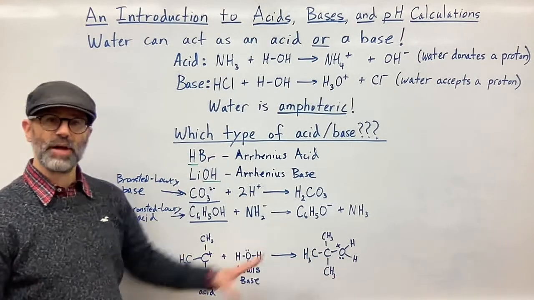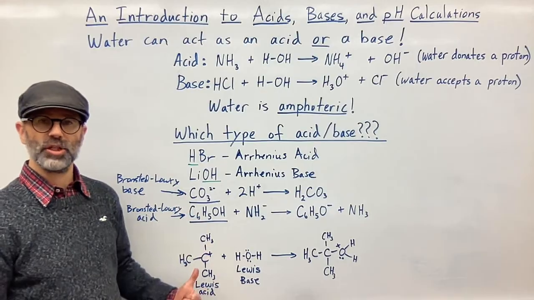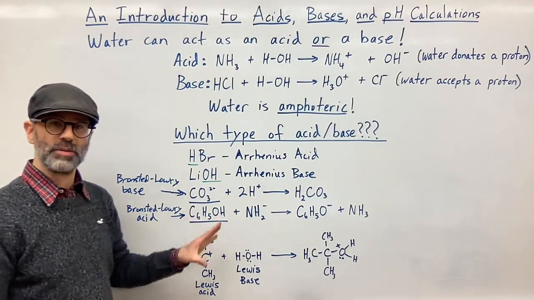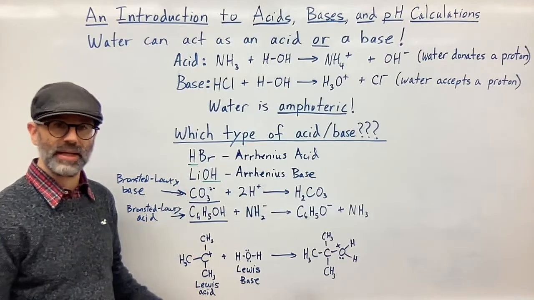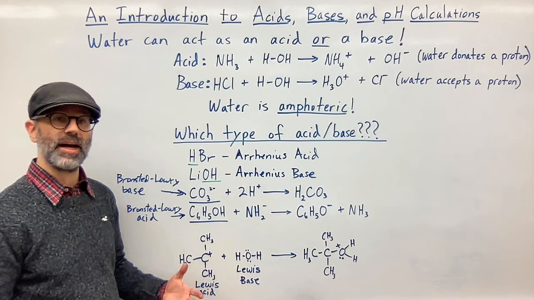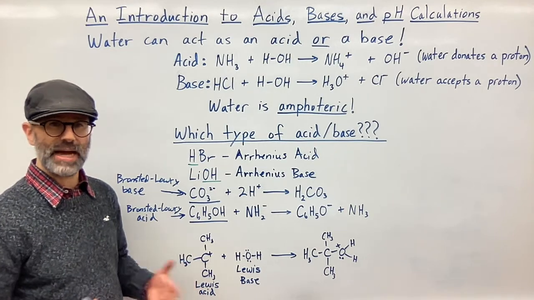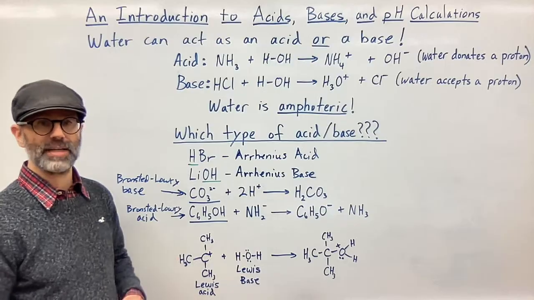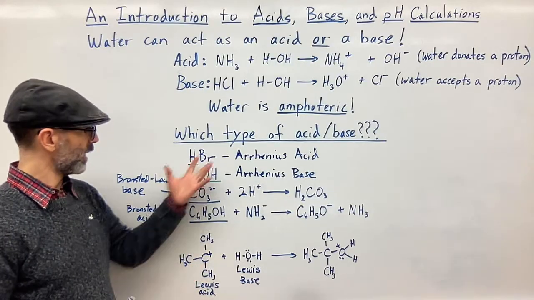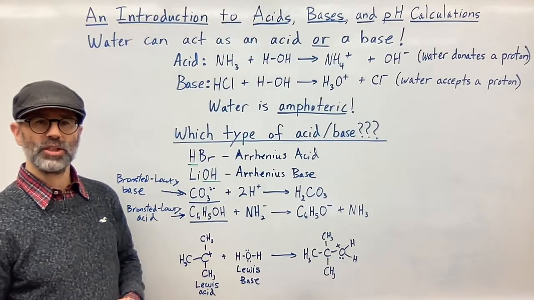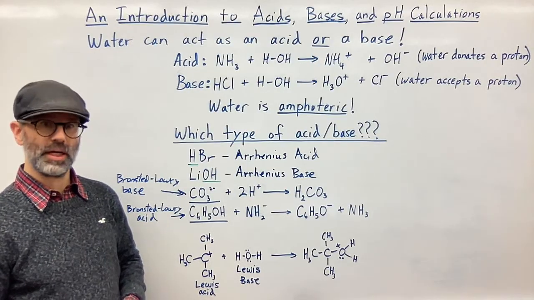So if you got that right, then good job, kudos to you. If you didn't get it right, hopefully you found your mistake, and then you won't make that mistake again. And hopefully this clarifies how to identify whether you have an Arrhenius acid or base, or a Bronsted-Lowry acid or base, or a Lewis acid or base. Okay, so now let's go on and talk about conjugates.